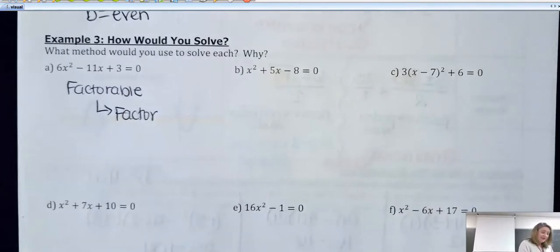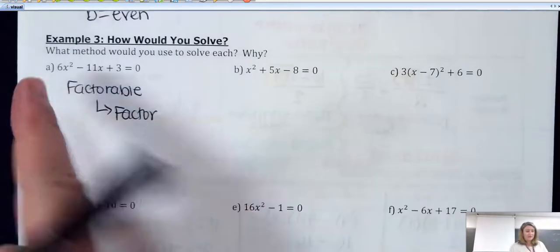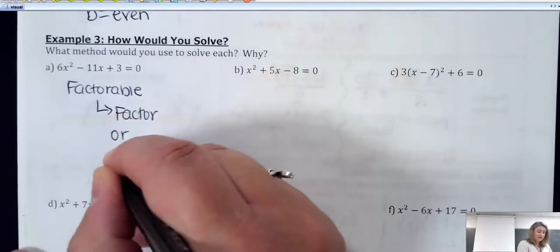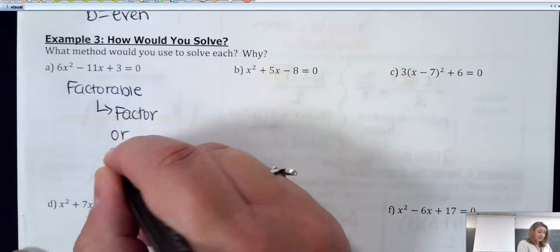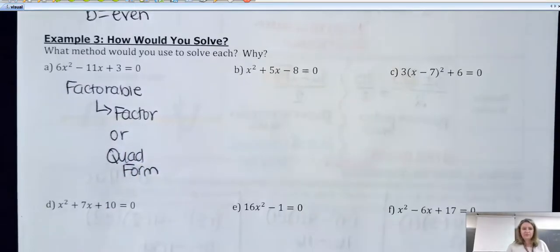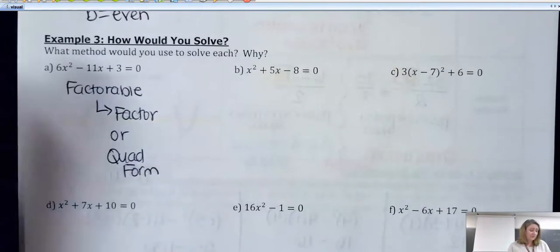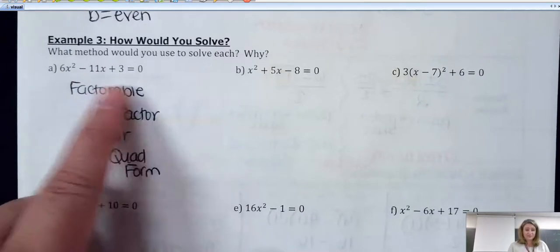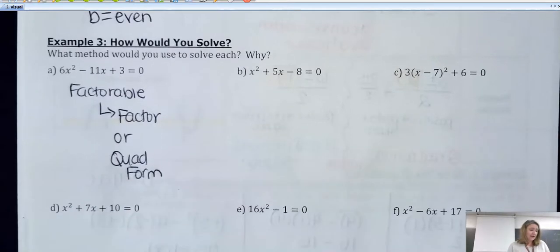Or probably in that case, if I've got a number in front of the x squared, maybe that would take me a little bit longer. So I would say on that one, if I had to choose, I would do factoring or quadratic formula, which I'm just going to write quad form to abbreviate that. I would not use completing the square on this because I've got a number in front of the x squared. I'd have to divide everything by 6, and that's not going to leave me with nice values.